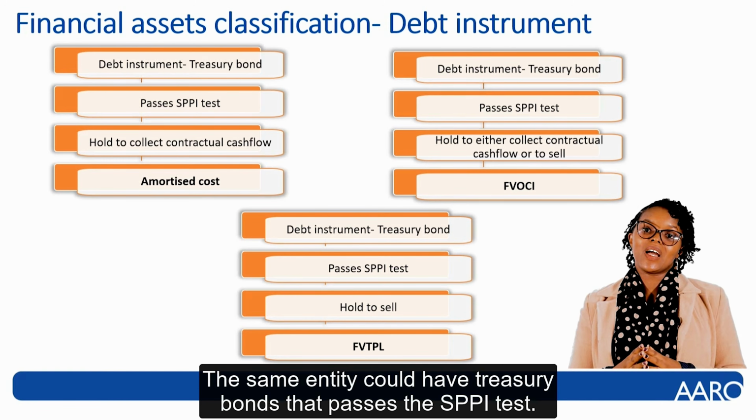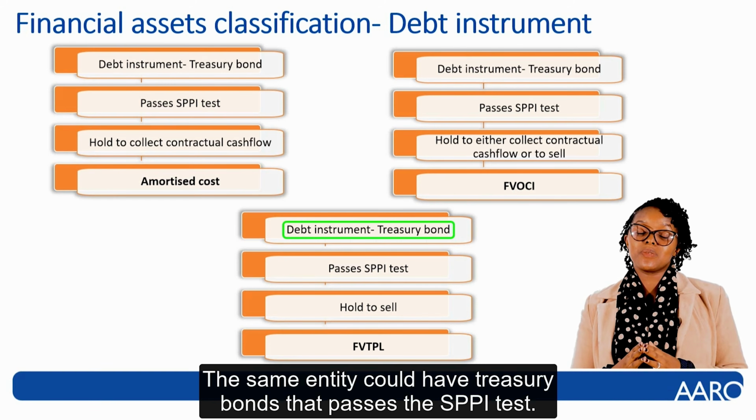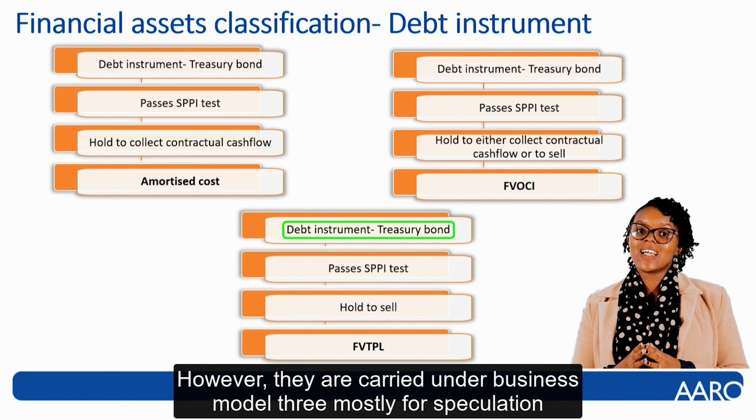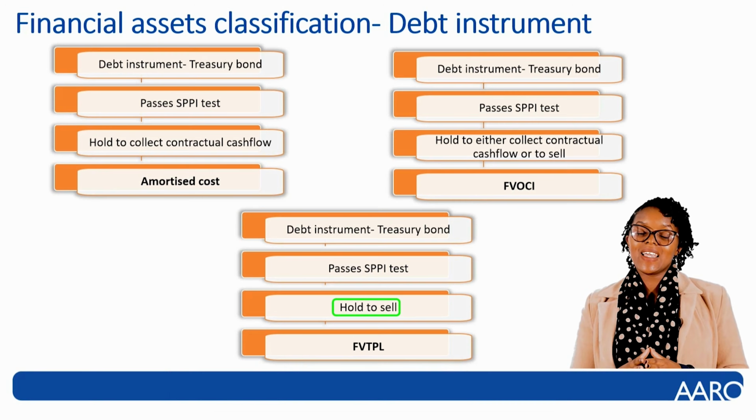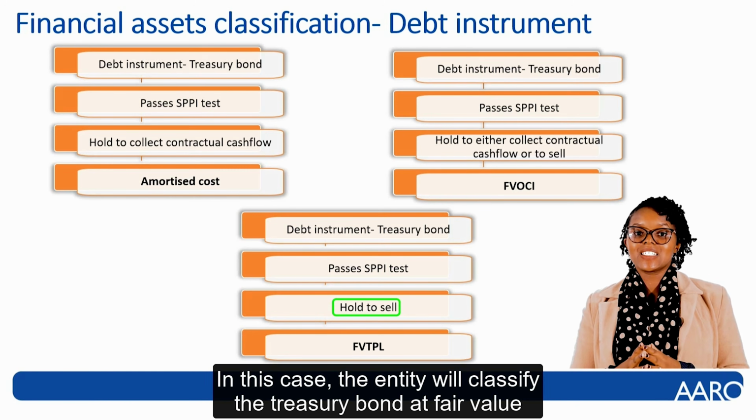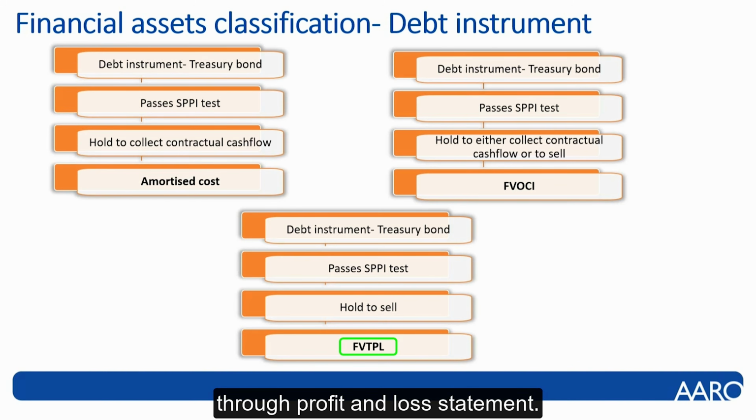The same entity could have treasury bonds that pass the SPPI test. However, they are carried under business model 3, mostly for speculation purposes, where they just buy the treasury bond with the intention of selling it. In this case, the entity will classify the treasury bond at fair value through profit and loss statement.